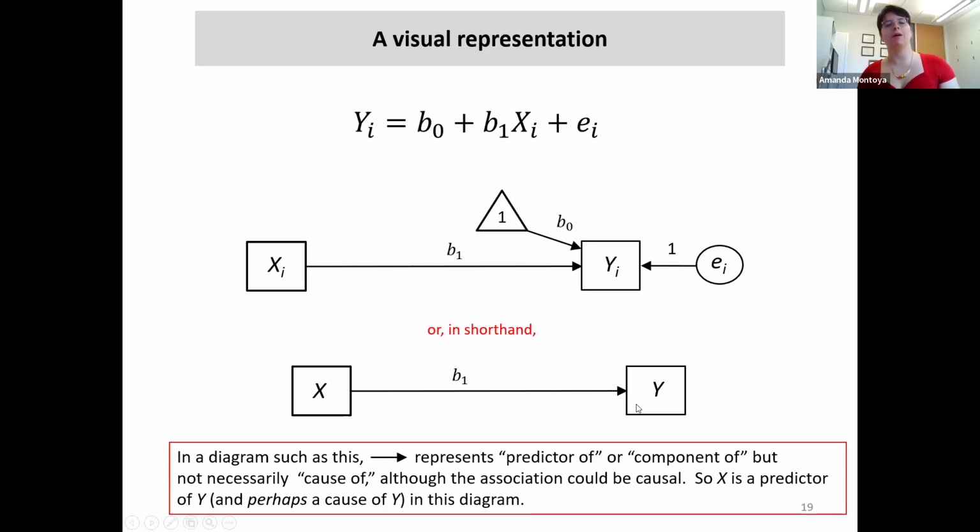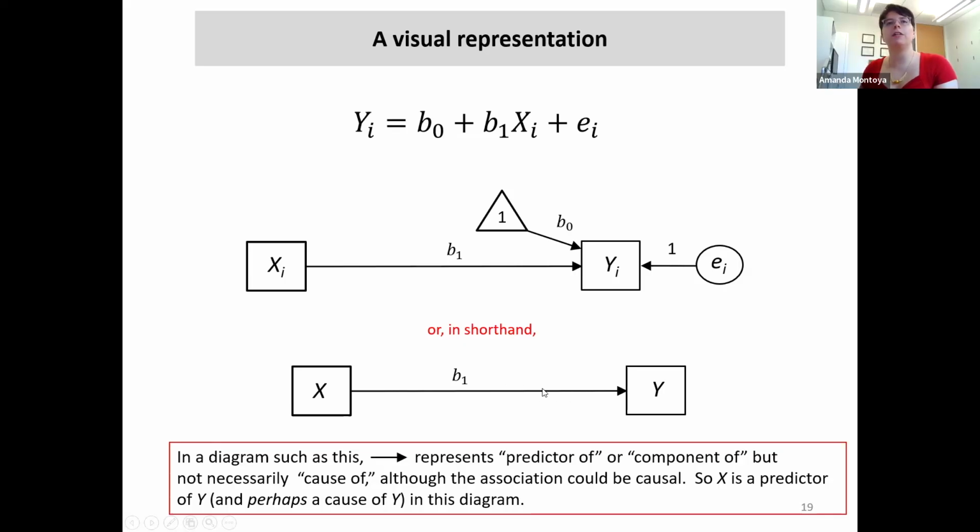It just means that I'm not putting them in my visualization. And in particular, one of the things that is important to understand about these kinds of graphs or path diagrams is that the arrow is meant to represent what is a predictor of what in our regression models, not necessarily that something is causing something else. So by saying X predicts Y, that doesn't necessarily mean or provide evidence for X causing Y.